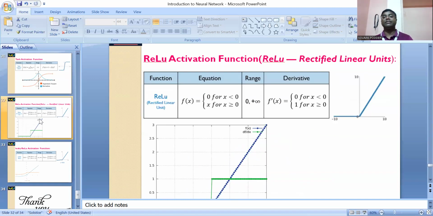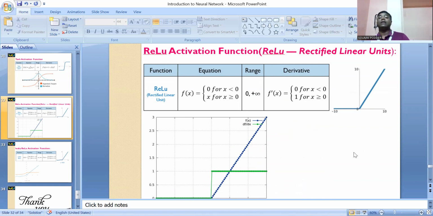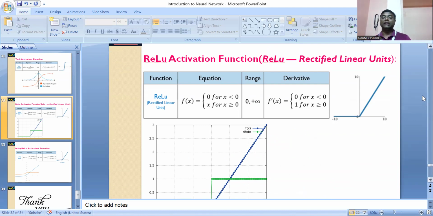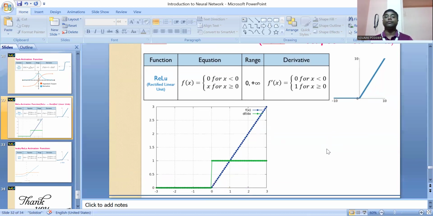ReLU activation is a mixture of linear as well as non-linear function, but it is a rectified linear. That means for data which are positive, we can predict the output linearly, but whenever the data is negative, automatically it will produce a zero output, whatever may be. So that's what is called the ReLU.